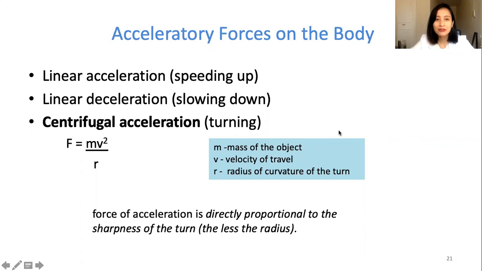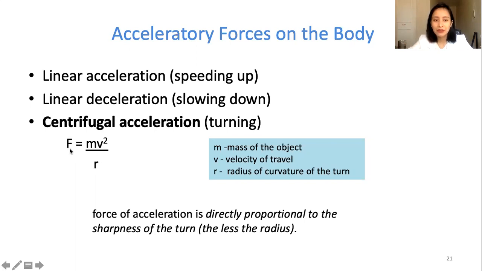So there are two kinds of acceleratory forces on the body. You have your linear acceleration, or when you speed up, and linear deceleration when you're slowing down. But there's also a third kind of acceleratory force, centrifugal acceleration, when you turn. So for example, when you're in a rocket ship and it suddenly turns, it has a corresponding acceleratory force on your body.